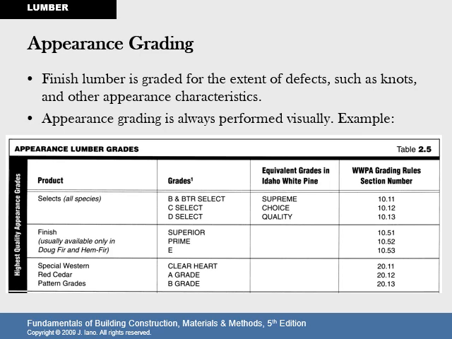Appearance grading. Finished lumber is graded for the extent of defects, such as knots and other appearance characteristics. Appearance grading is always performed visually. Here's an example of this chart. There are different grades: B, C, and D. For the finished grade, you can do a Superior, Prime, E, Special Western Red Cedar, or Pattern grades, which show different kinds of grading: Clear Heart, A grade, and B grade. The supreme choice of quality, and the grades for the selection number.